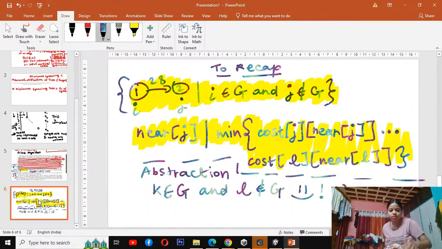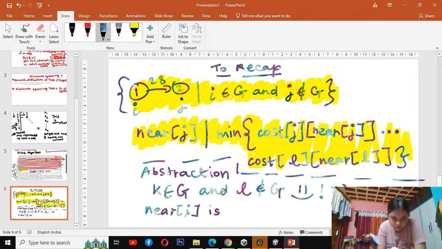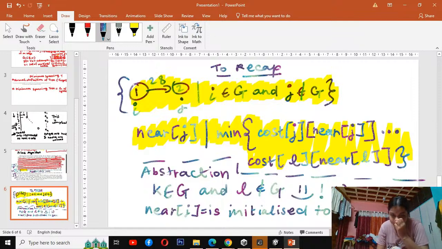Basically, near of J is initialized to 0, which represents not in the graph, does not belong to graph.